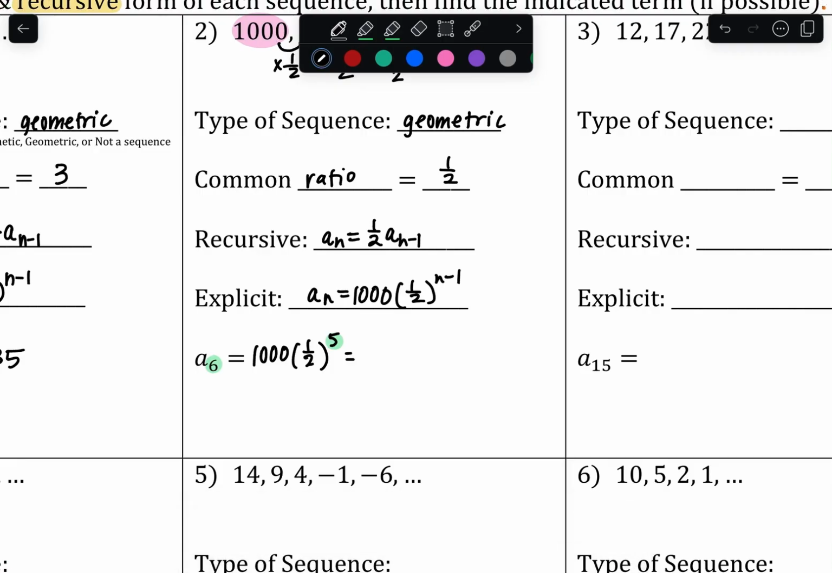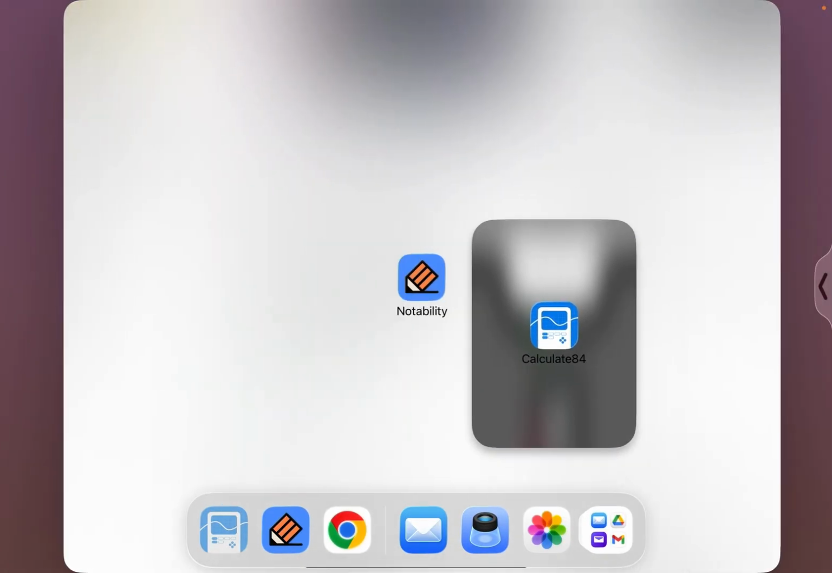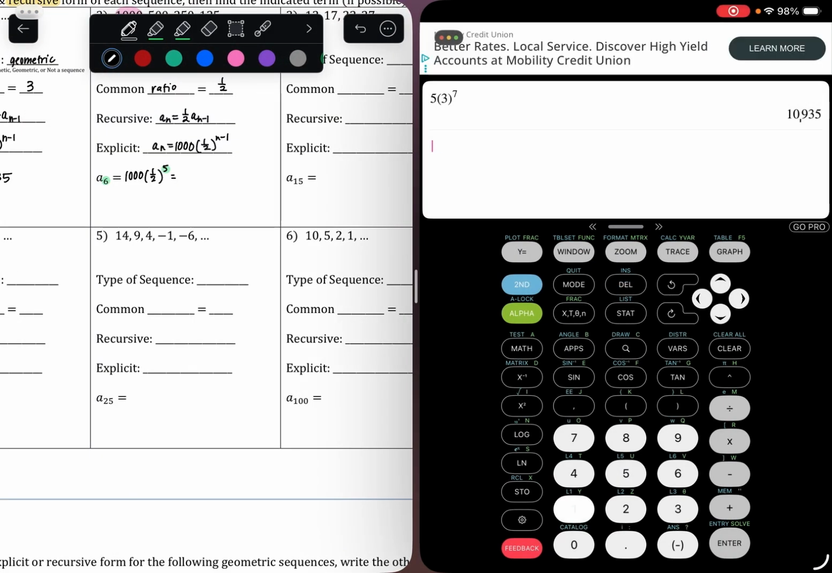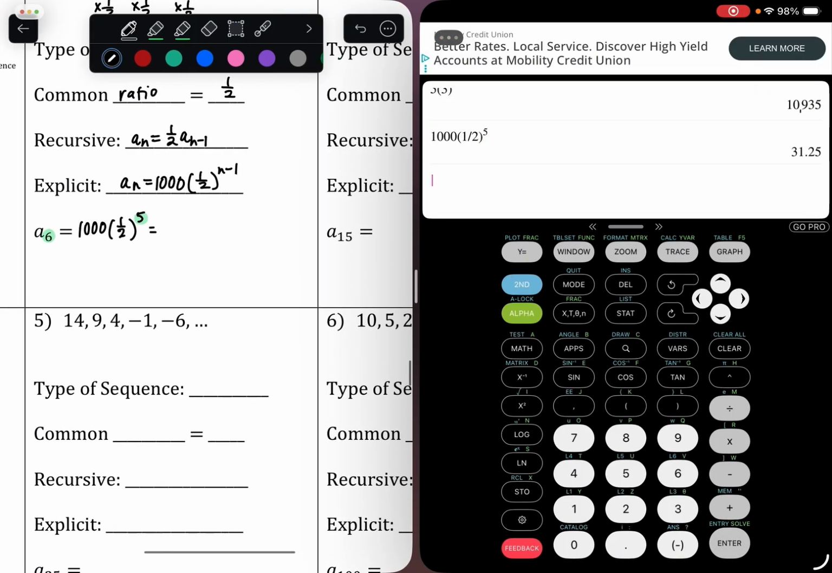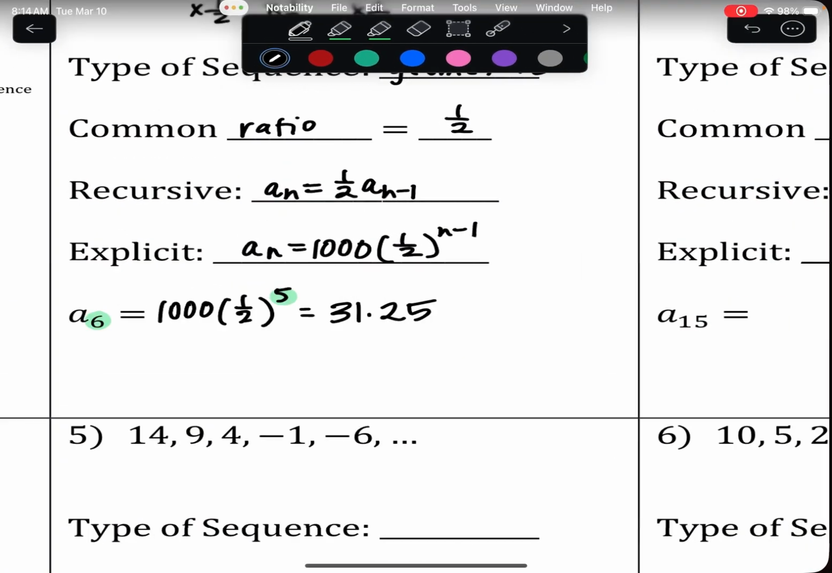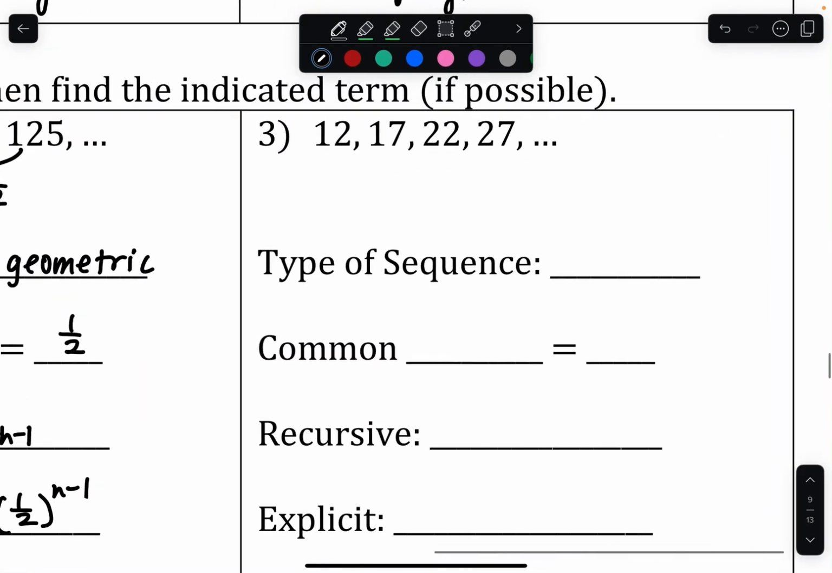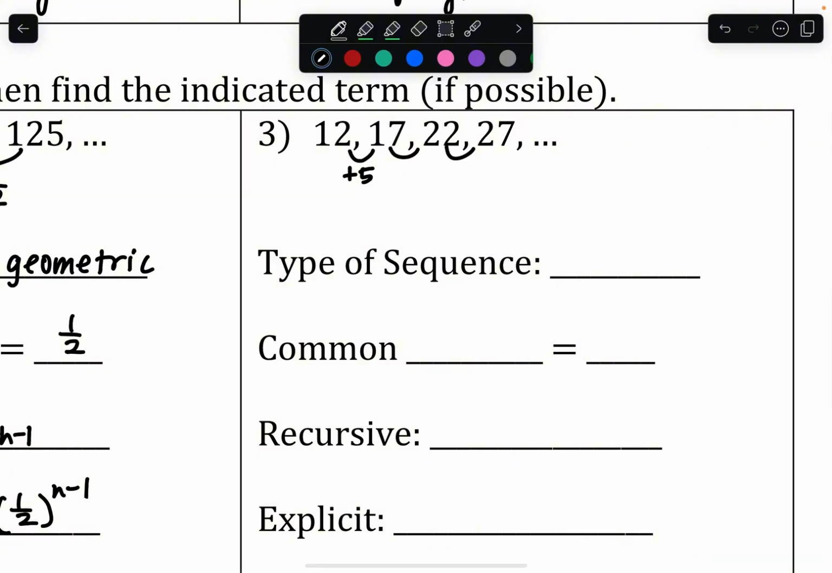Okay, and so once again, we can use our calculator for this. 1,000 multiplied by 1/2 to the 5th. So 31.25. Okay, in this next example, we're going from 12 to 17, 17 to 22, 22 to 27. And so this time we are adding 5 each time.